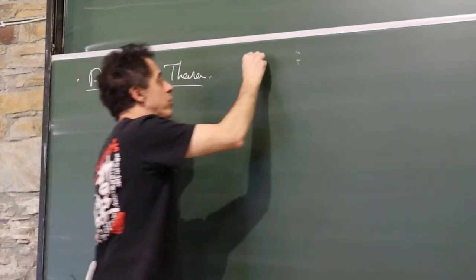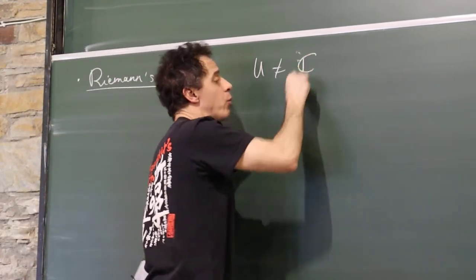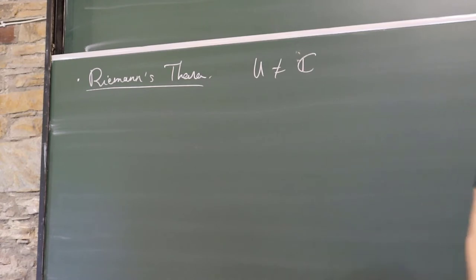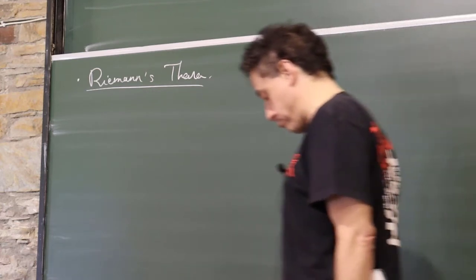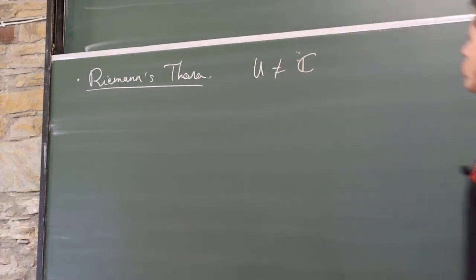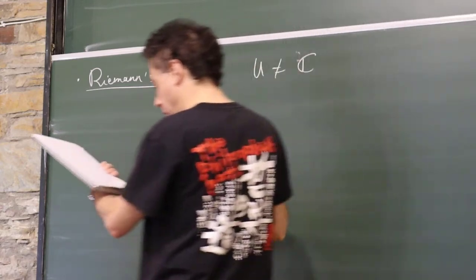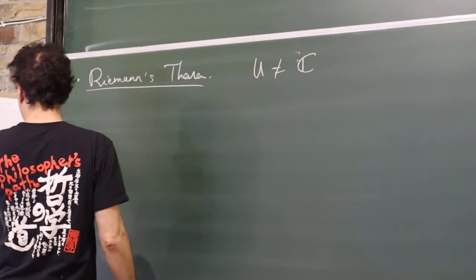So consider an open set U, different from C, with the square root property. We're going to show that U is biholomorphically equivalent to the unit disk. Okay, so take a point, for instance.